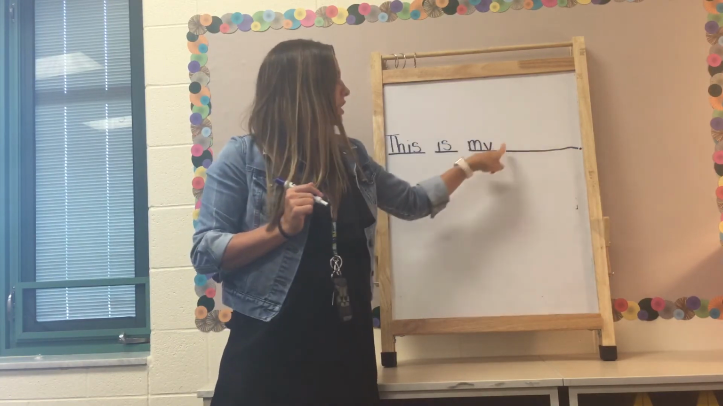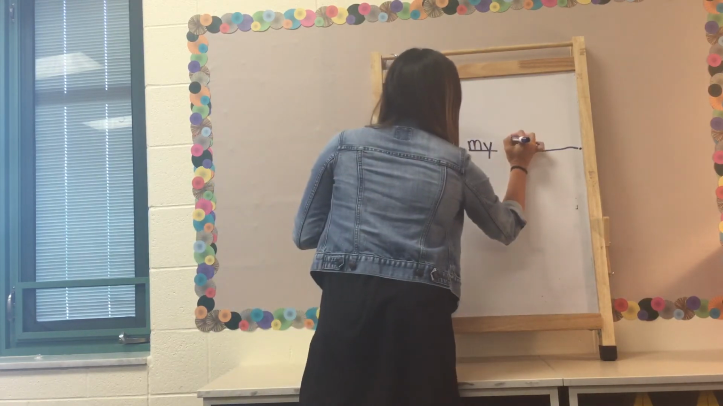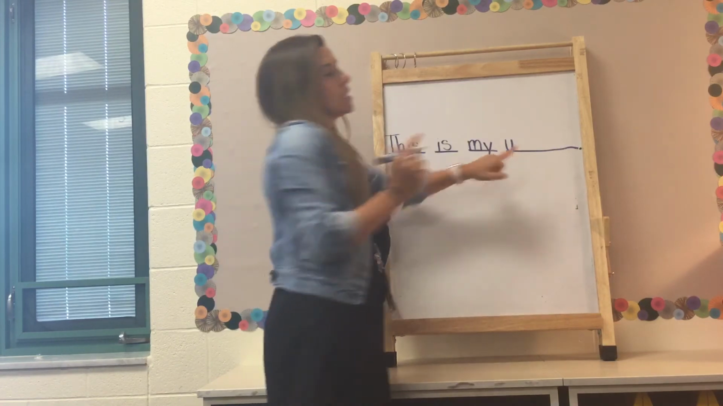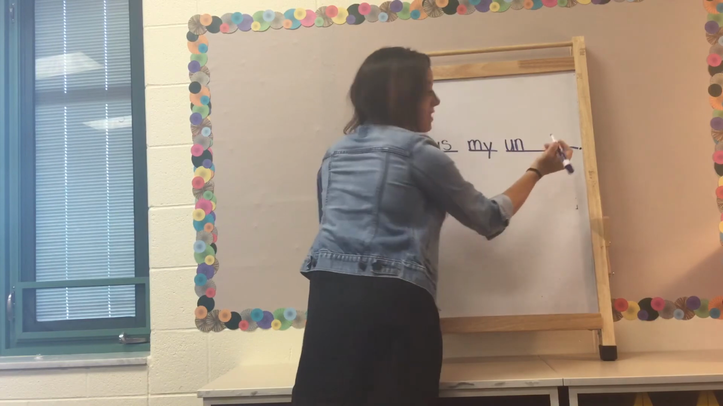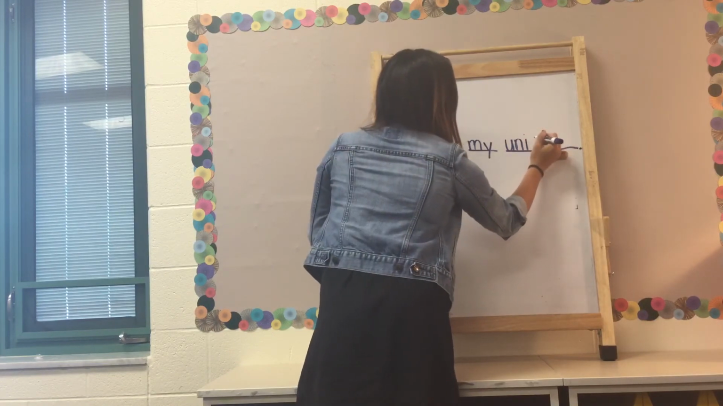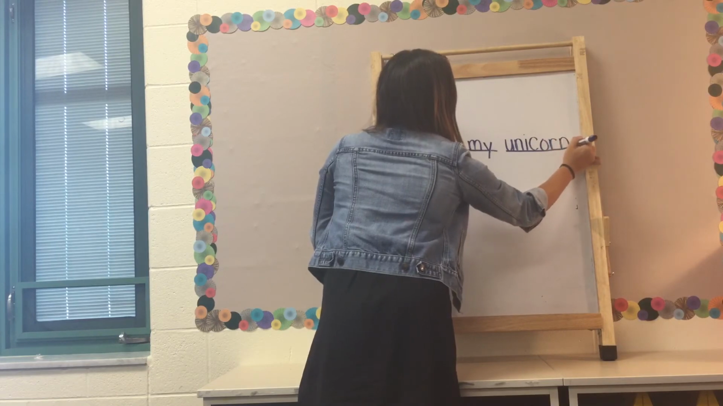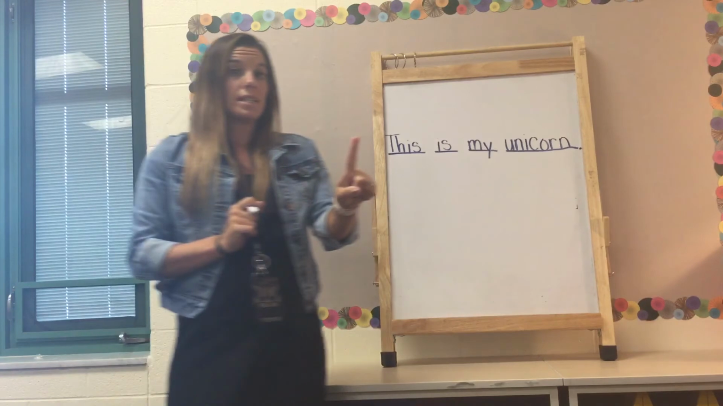This is a tricky word. I'm going to have to sound it out. So what do I hear first? U. What do I hear after that? Yun. I. K. Or. Unicorn. Okay, so that would be one sentence.